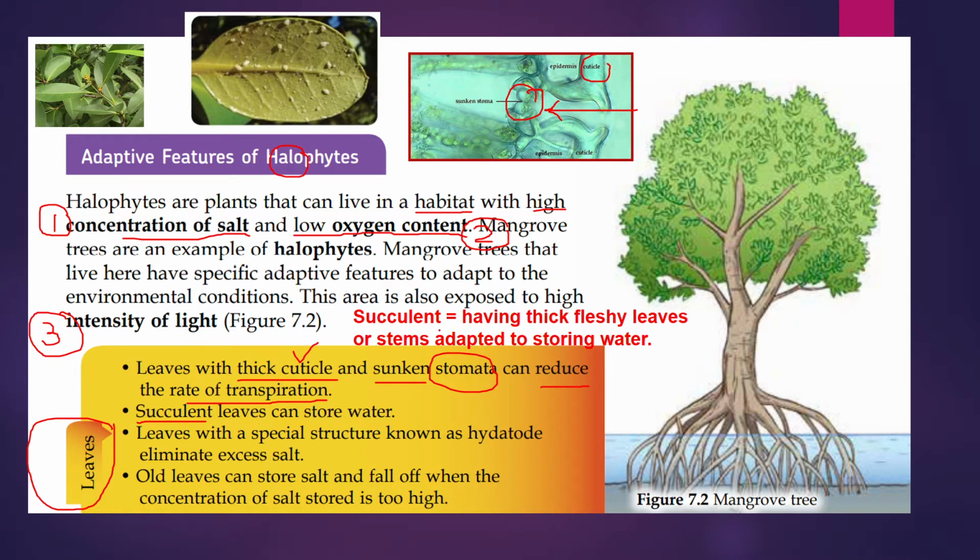Another term that you need to mention is succulent leaves. So what is the meaning of succulent? Meaning juicy ataupun fleshy leaves or stems. So now we're talking about the leaves. The leaves are very succulent. That means they are adapted to store water.